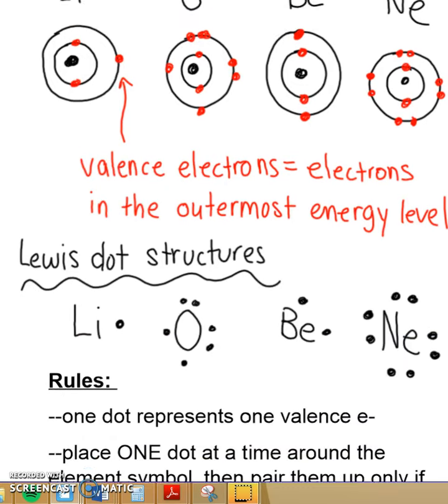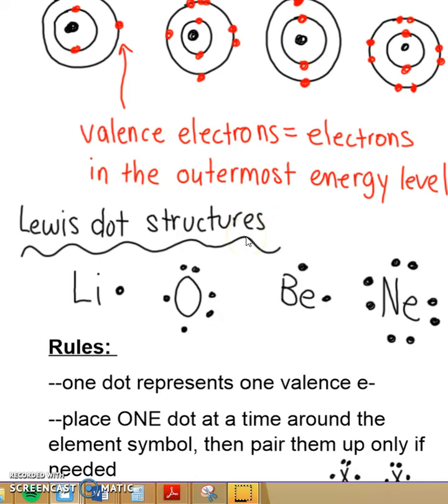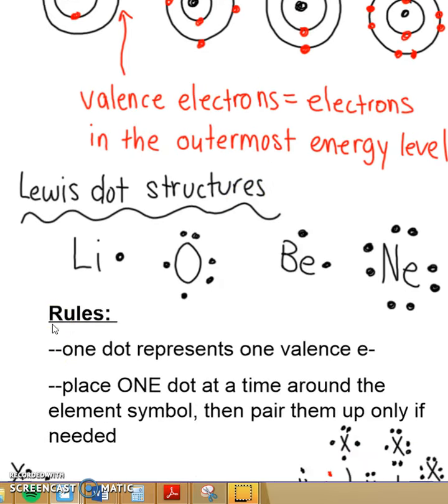So first of all, though, let's take these pictures right here of these elements and let's turn them into Lewis dot structures. Rather than draw all these out, scientists use a Lewis dot structure, and here are the rules. 1 dot represents 1 valence electron, and you write the symbol of the element and you place 1 dot at a time around the element symbol, pairing them up only if needed.